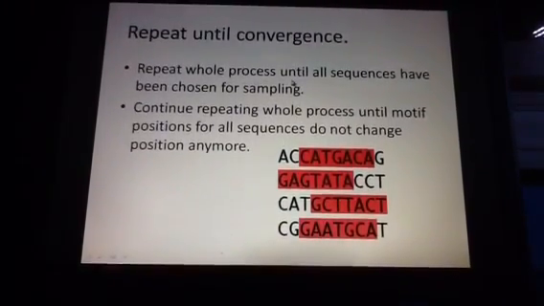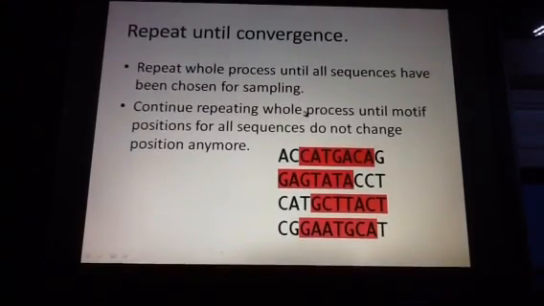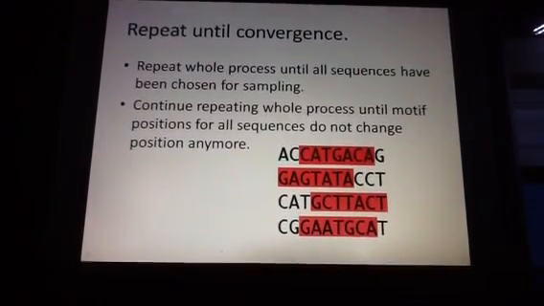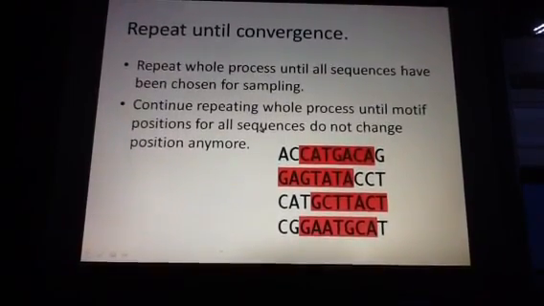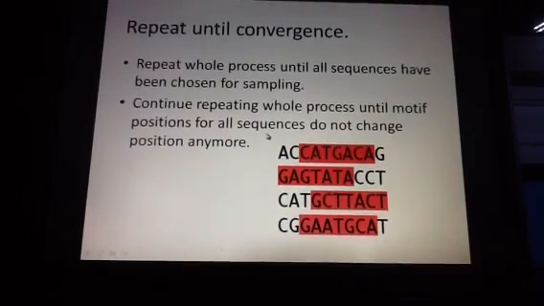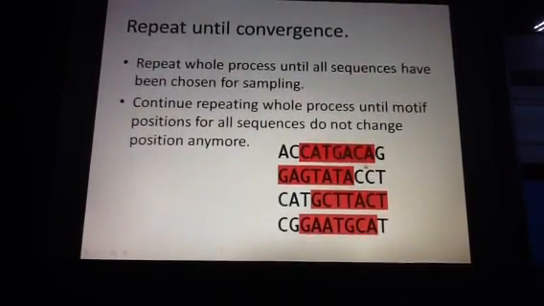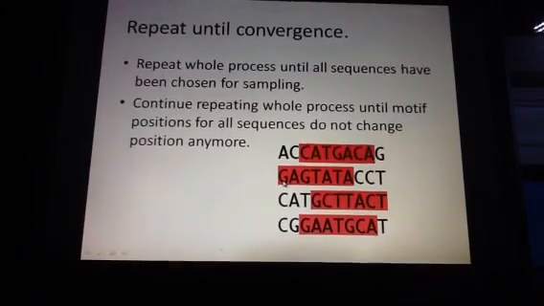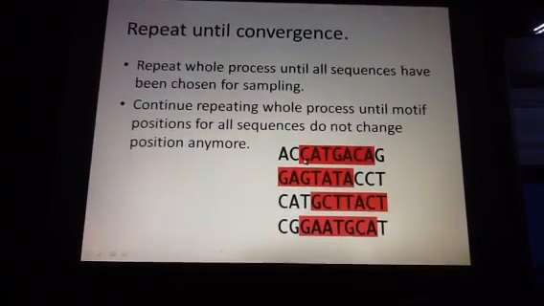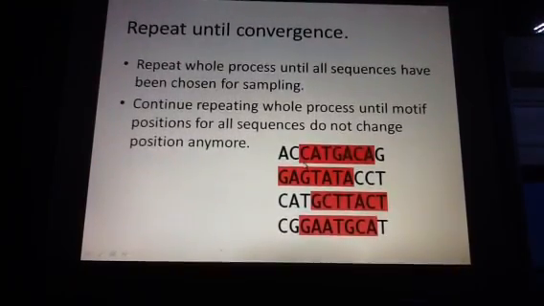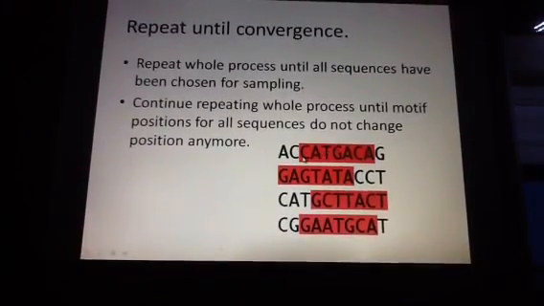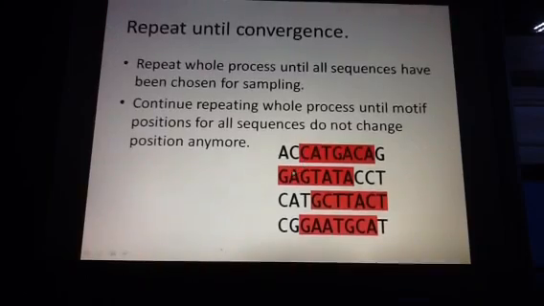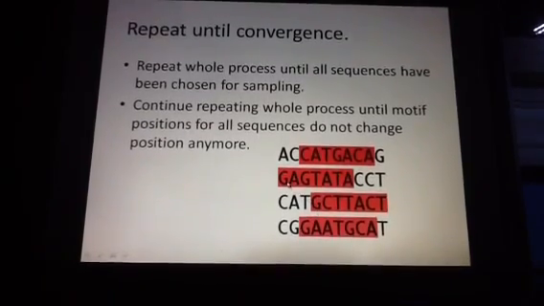And once we iterate through all of these sequences, we proceed with continuing to repeat the whole process all over again, and eventually we hope that we would obtain some kind of convergence, meaning that the positions we obtain for the first sequence, for the second sequence, for the third, and for the fourth, somehow stop moving, and when they stop moving, we say that convergence has happened, and these are probably the best motif positions for the motifs.